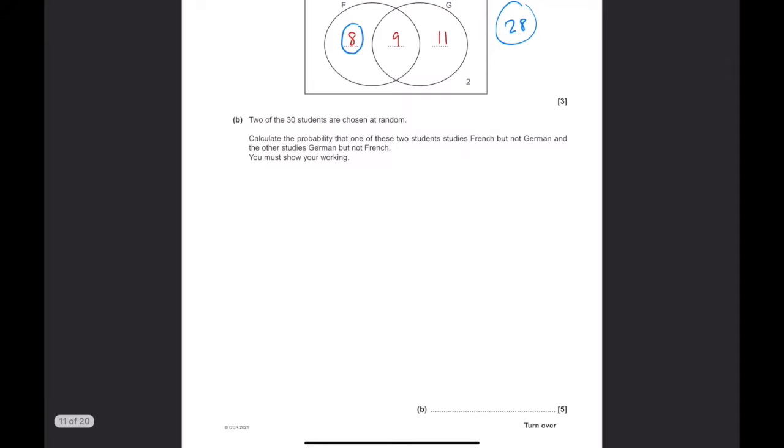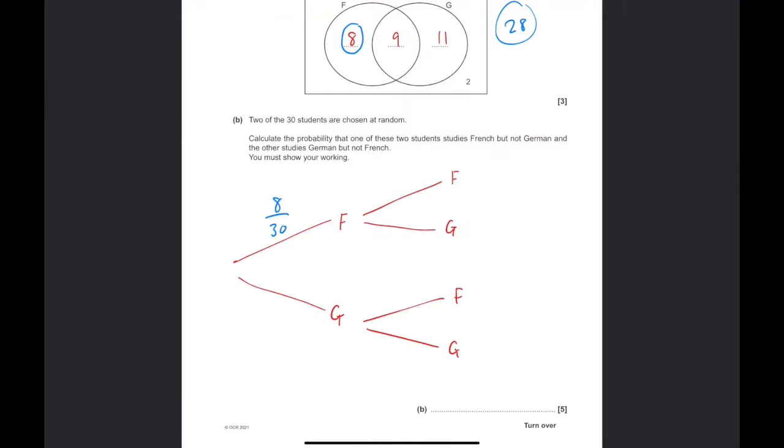2 of the students are chosen at random. Calculate the probability that one of these 2 students studies French, but not German, and the other studies German, but not French. If we set this up as a probability tree, the probability of them just doing French is going to be 8 over 30, and respectively 11 over 30. The probability of them then doing German as the second student would be 11 over 29, and 8 over 29, because one of the students has already been selected.